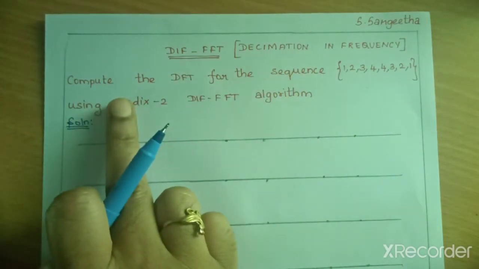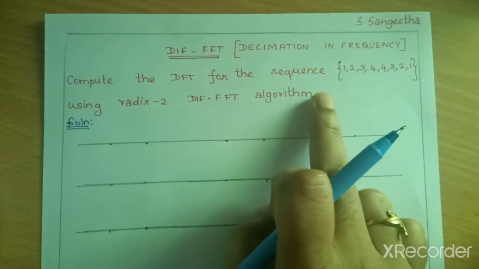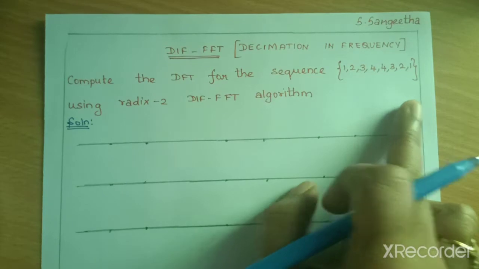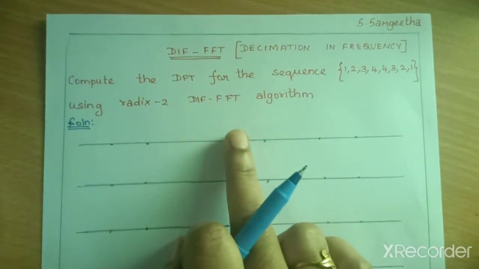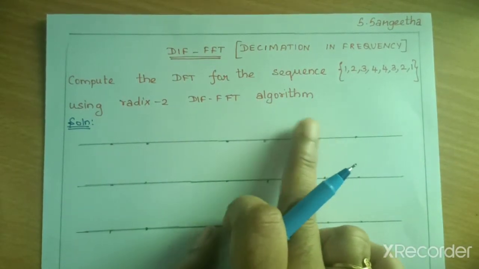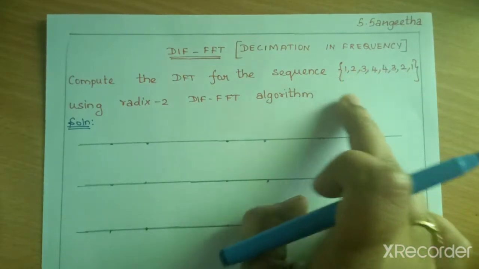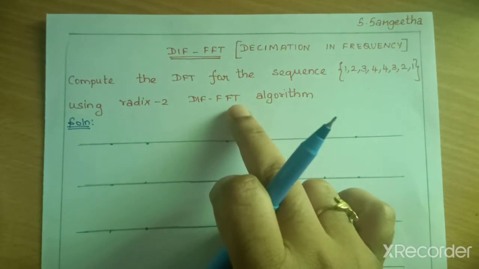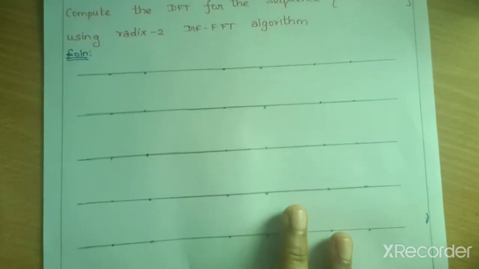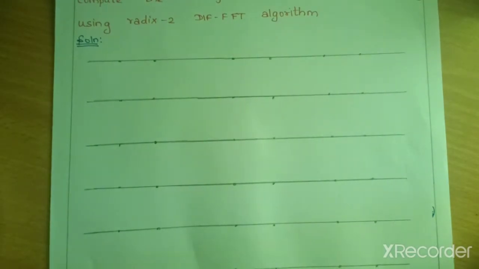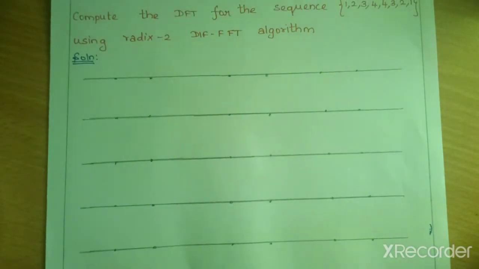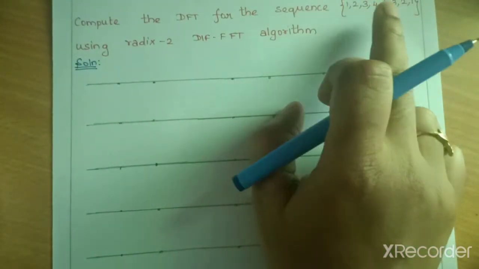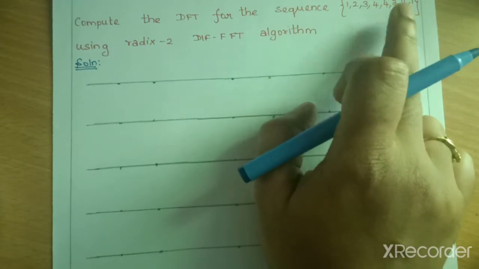So first here we have the question: compute the DFT for the sequence 1, 2, 3, 4, 4, 3, 2, 1 using radix 2 DIF FFT algorithm. So this is the question. You have to compute the DFT by using the DIF FFT algorithm. So you can write the solution. Here the given sequence will be 1, 2, 3, 4, 4, 3, 2, 1.